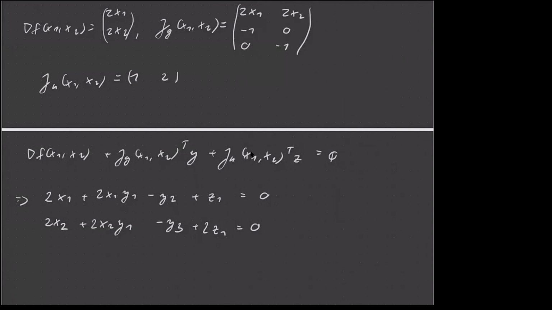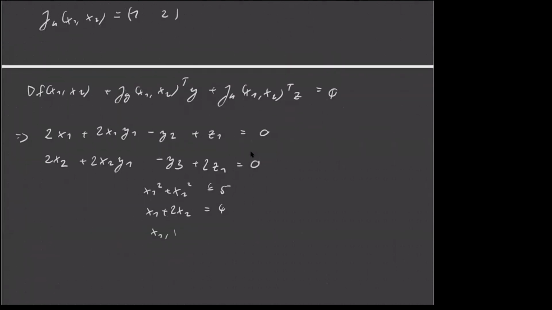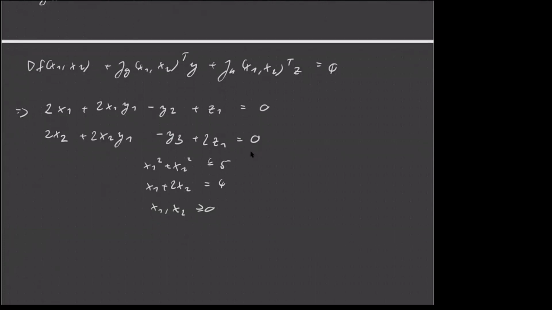Then we have to add feasibility. So that means we have to add the constraints once again. x1 squared plus x2 squared is less or equal to 5, x1 plus 2x2 equals 4, and x1, x2 is greater or equal to 0. Then we need non-negativity of the multipliers. So y1, y2, y3 is greater or equal to 0. And remember, z1 is associated with an equality, so no constraint on that multiplier.